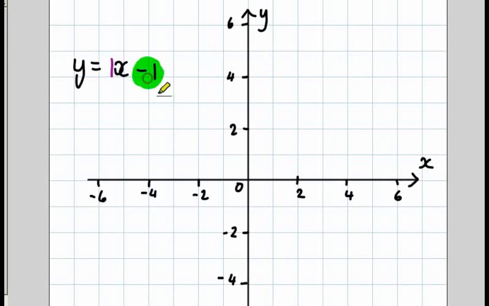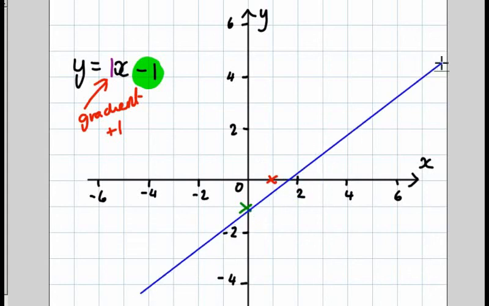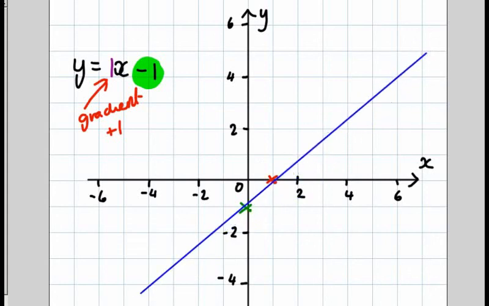What number doesn't contain x? The number that's subtracted is minus 1. So that's my starting point. What's the gradient? What's the number in front of x? Well, the gradient is 1, or plus 1 if you will. So you go 1 to the right, up 1, there's your second cross, join them up. And there you go. There's the graph of y equals x minus 1.